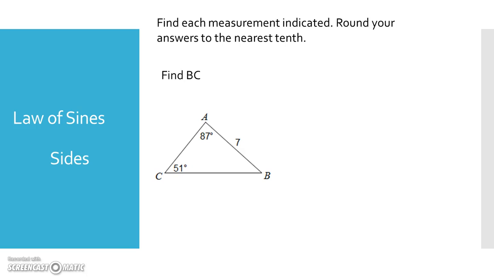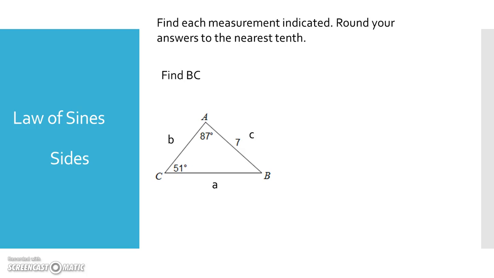Well, lowercase letters are side lengths. And the way we name them is across from the letter they are. So across from capital A is lowercase a. Across from capital B is lowercase b. Across from capital C is lowercase c.